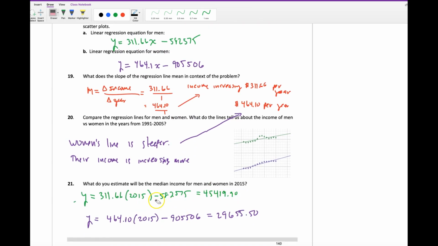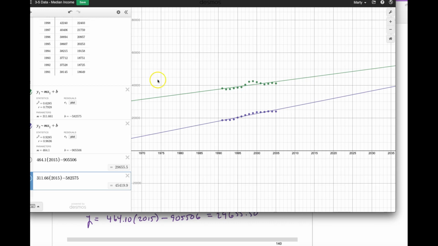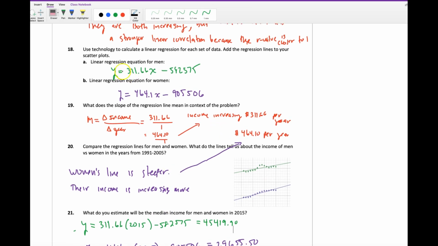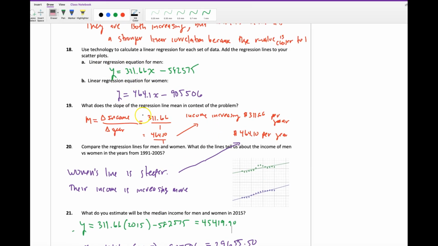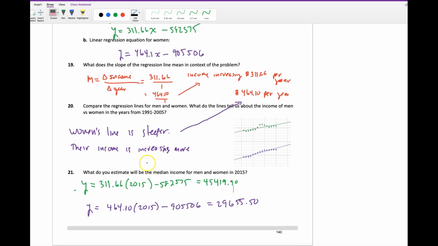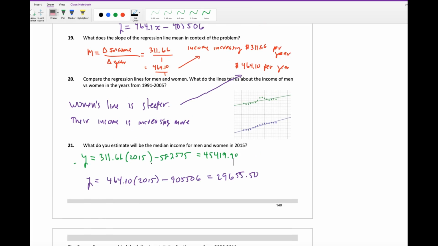You can see how I substitute those values in and get the results. I did it in Desmos here, but you can also do it in your calculator. Notice in these equations you have the slopes. What do they mean? Income is increasing per year by those numbers for men and women. The women's line is steeper, which means their income is increasing more.